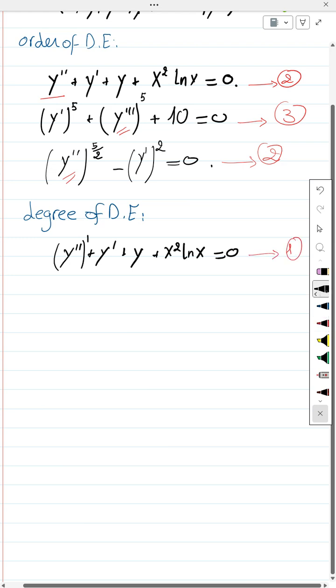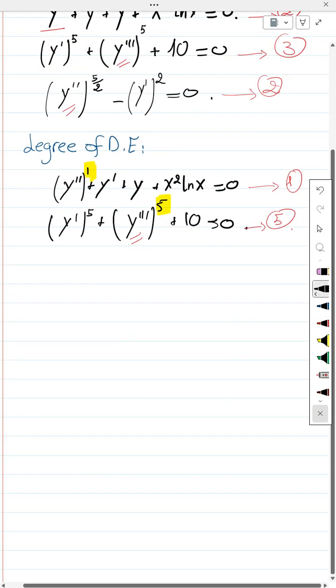The second example: y prime to the power of 5 plus y third prime, which is the third derivative, to the power of 5 plus 10 is equal to 0. Right here we said that this is the highest derivative, which is raised to the power of 5. So the degree of this equation is 5, just 5.